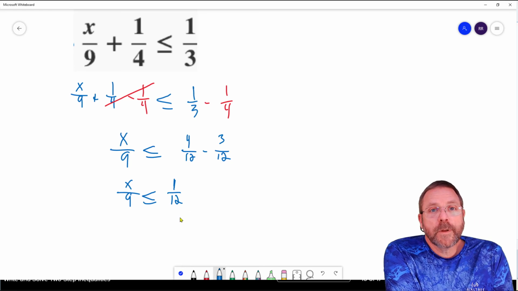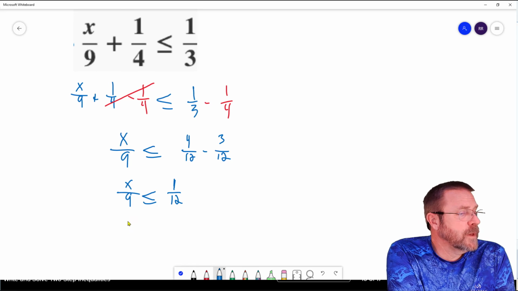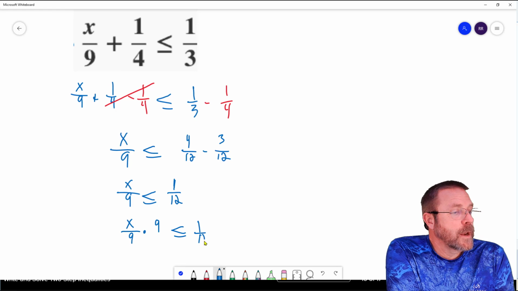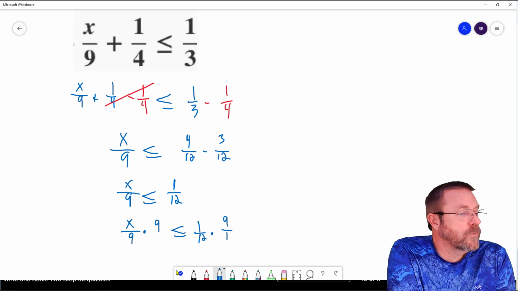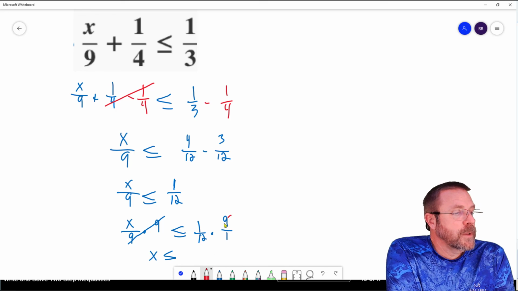Now we're going to undo multiplication and division by multiplying both sides by 9. X is being divided by 9. We'll make that go away by multiplying 9 on both sides. 9 is a positive number, so we don't have to flip the sign, and we're going to make it 9/1 right there. Those divide out, leaving x is less than or equal to. We're going to simplify. 3 goes into 9 3 times. 3 goes into 12 4 times. And multiply to get a final answer of 3/4.